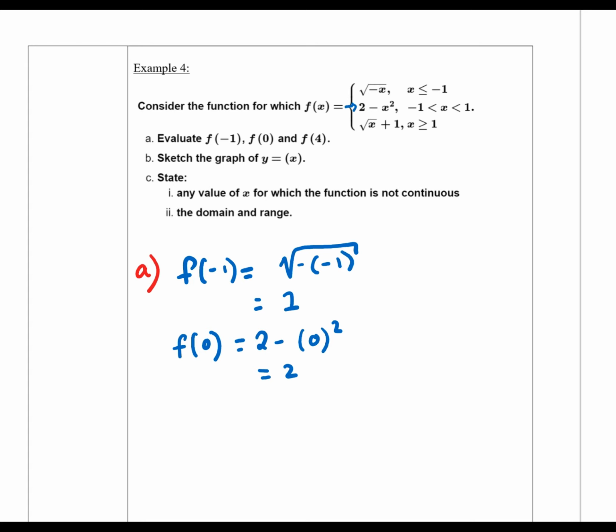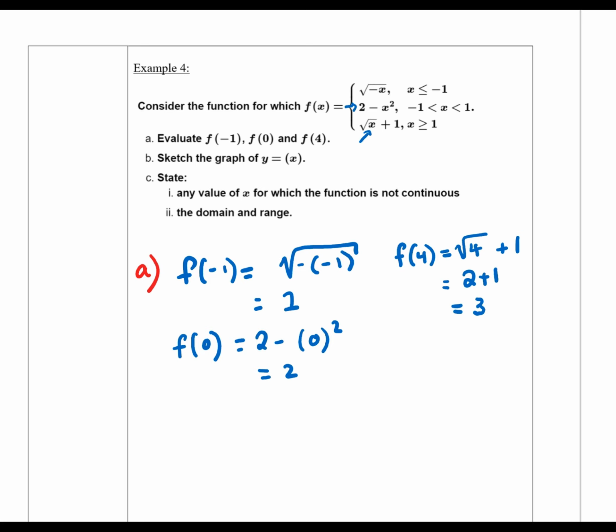Finally, f of 4 needs to be put into this square root of x plus 1. So f of 4 is equal to the square root of 4 plus 1. Now, we're going to treat this as a positive 2 plus 1, and that will end up being the value 3.